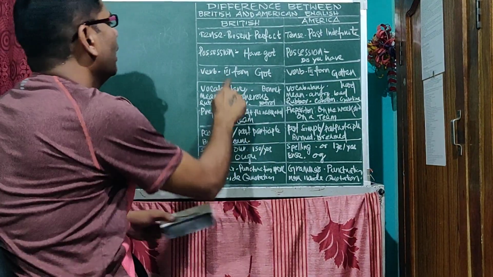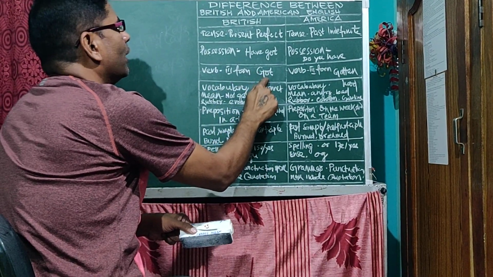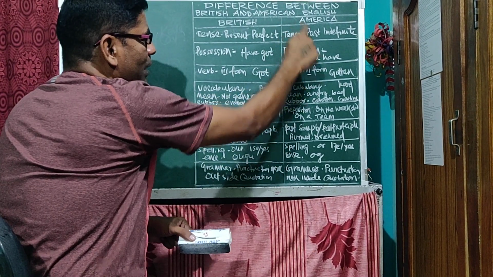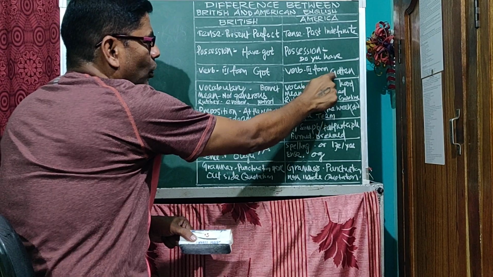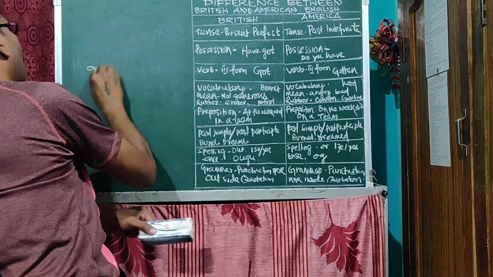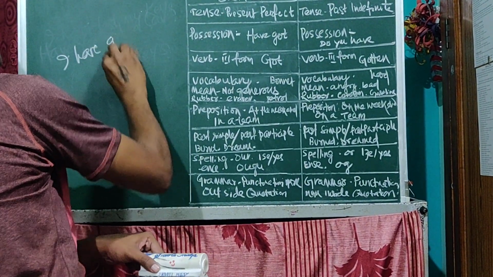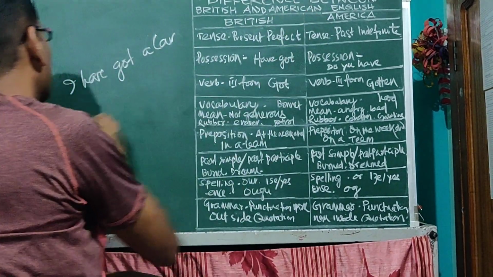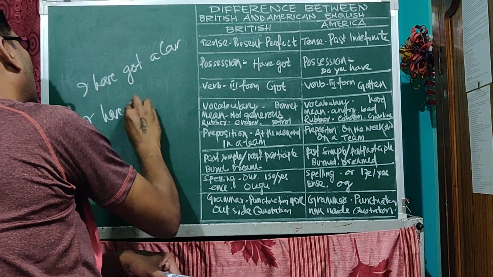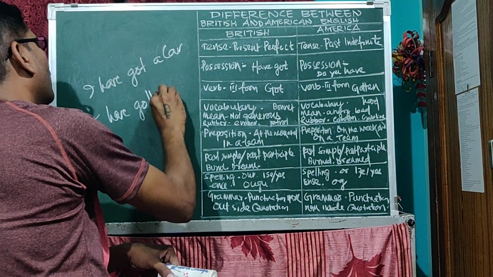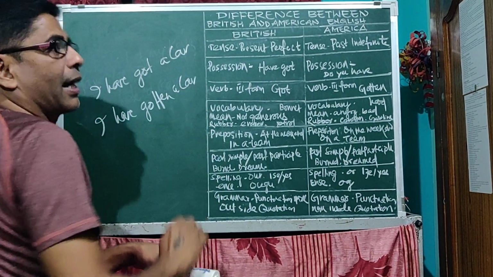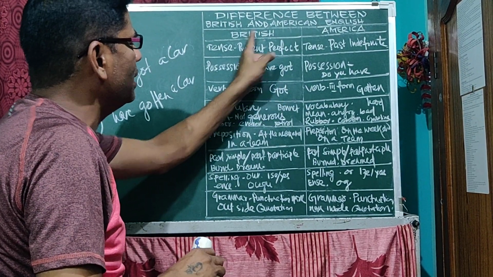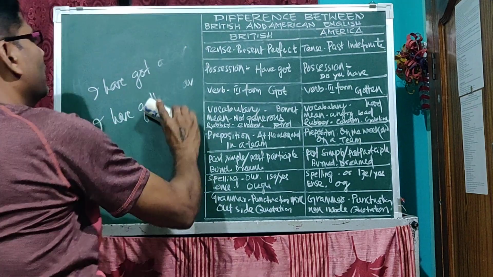Okay? Now the verb. The verb's third form: get, got for the Britishers. But the Americans use the same verb get with the third form gotten. "I have got a car", whereas the Americans use "I have gotten a car." This is the verb difference between British English and American English.